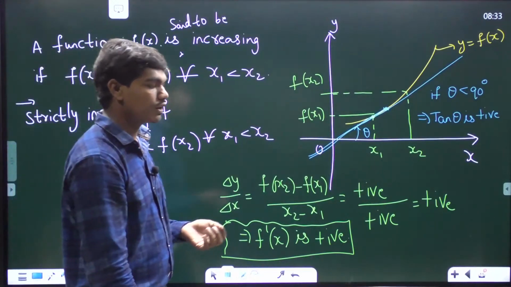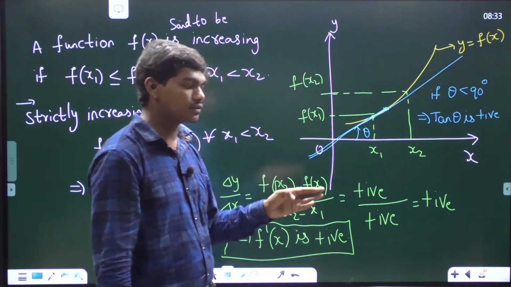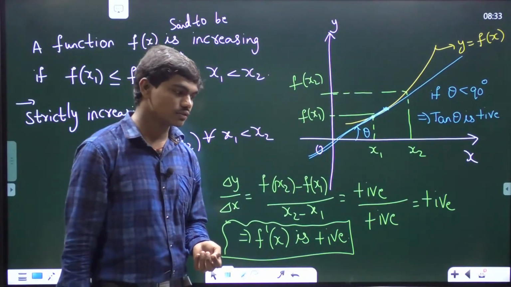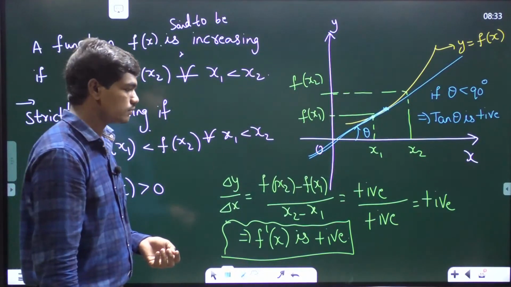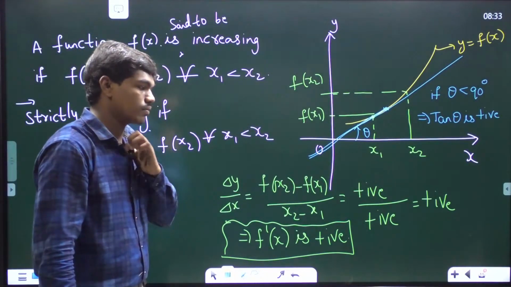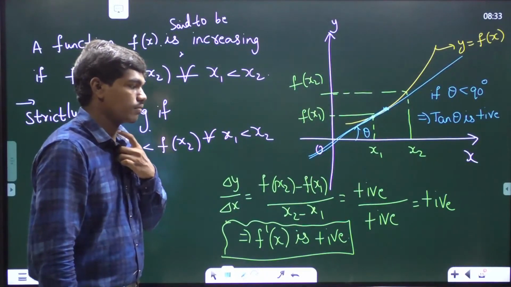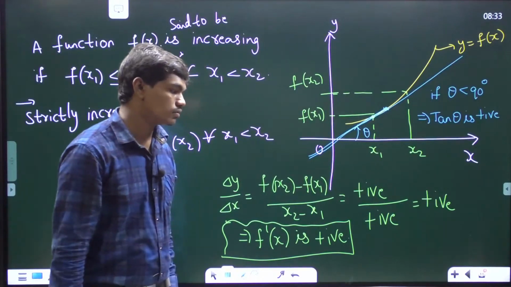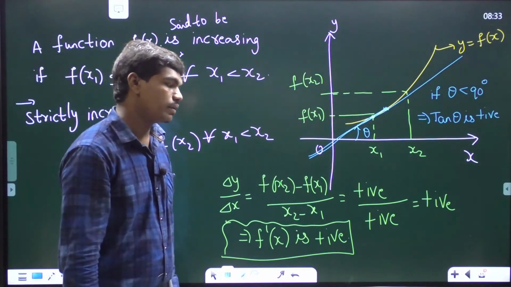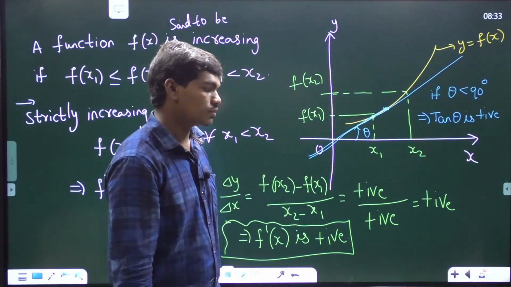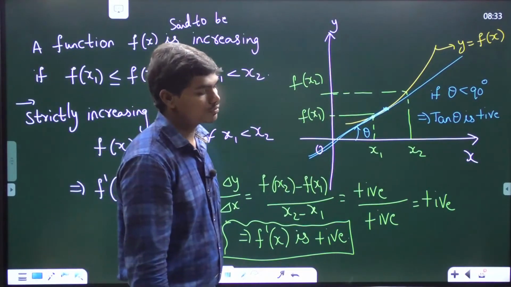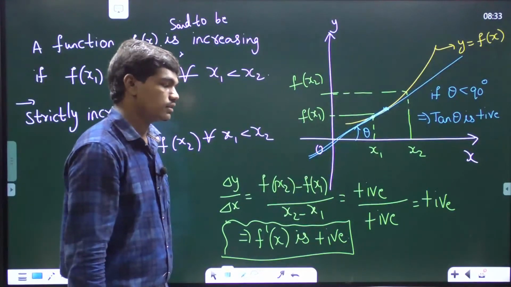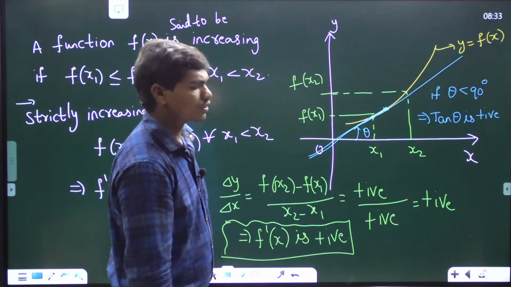Yes, Monica, it's correct. If x1 is less than x2, then f of x1 is greater than f of x2. Could you give an example for that? Any one of you for decreasing functions? E power minus x, correct, Krishna? Okay, we'll work on that. E power minus x, all of you are correct. 1 by x, okay, correct. E power minus x, 1 by x. Cos x. Cos x, there is a special case.